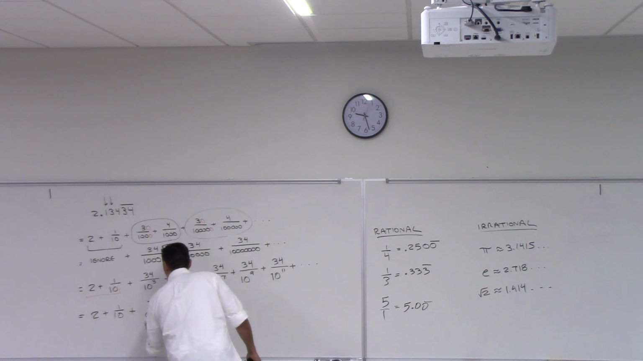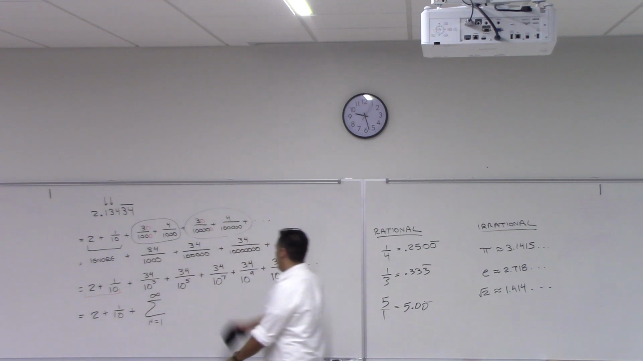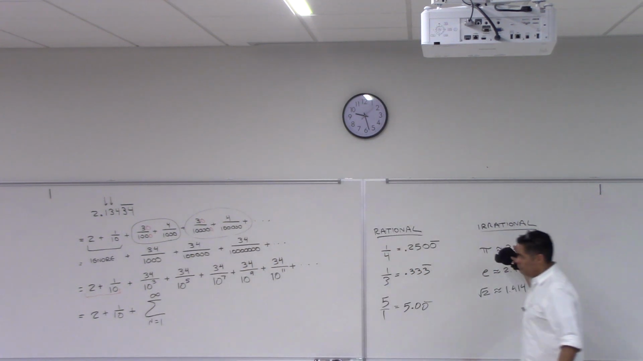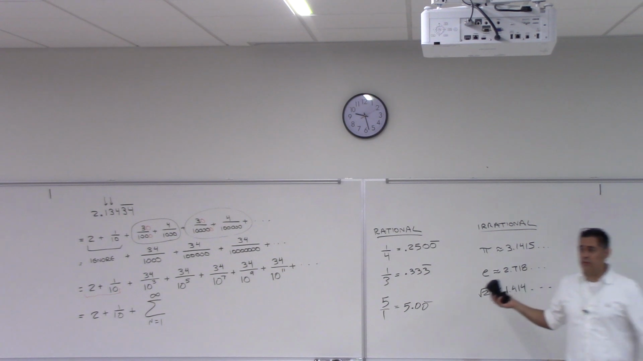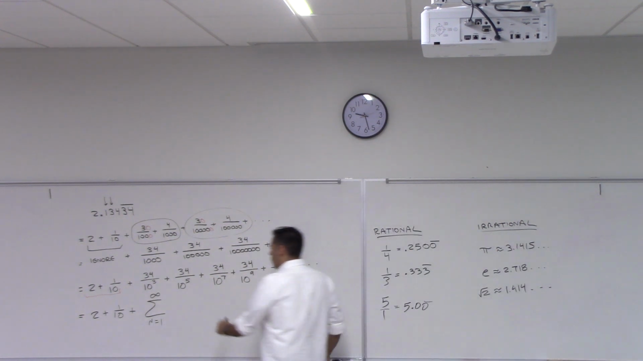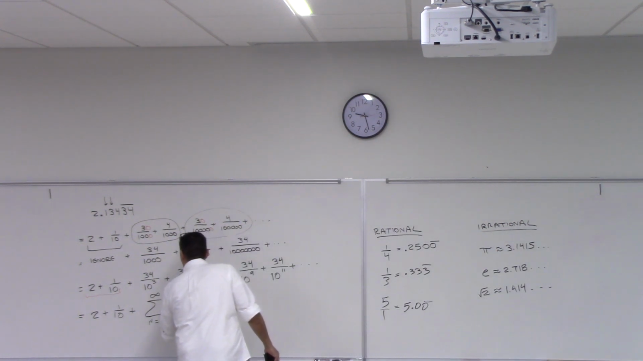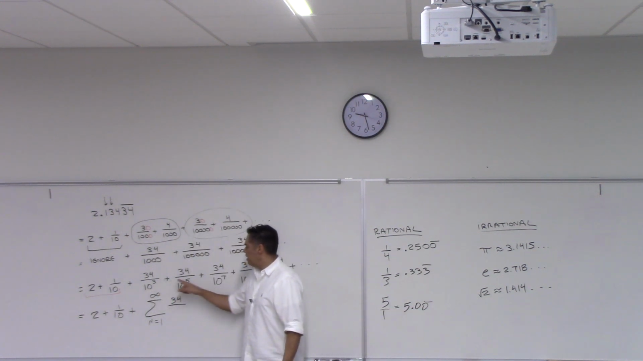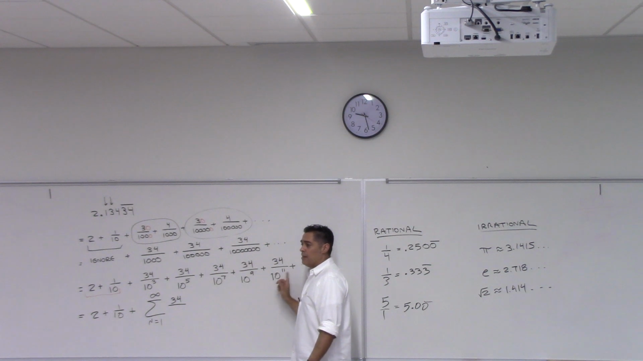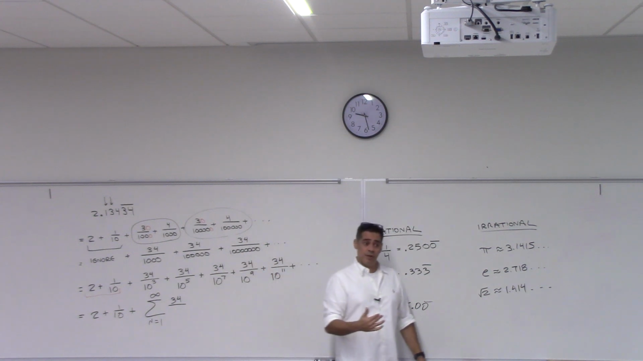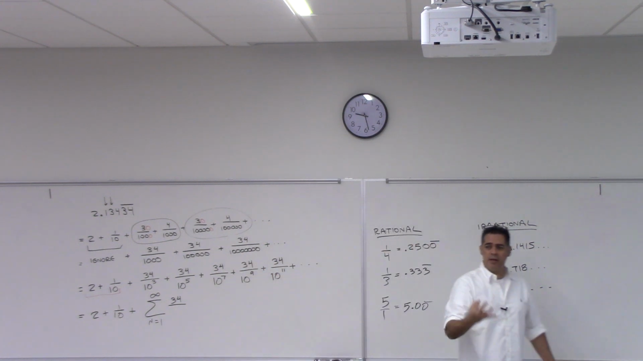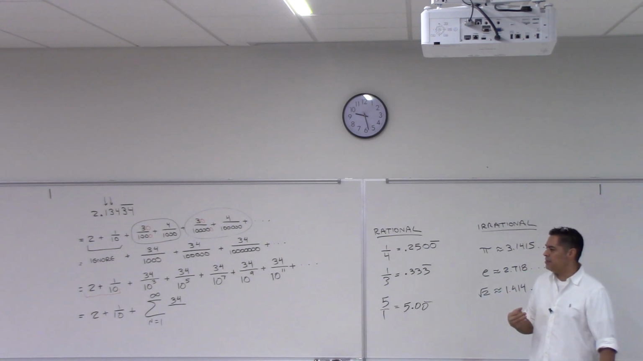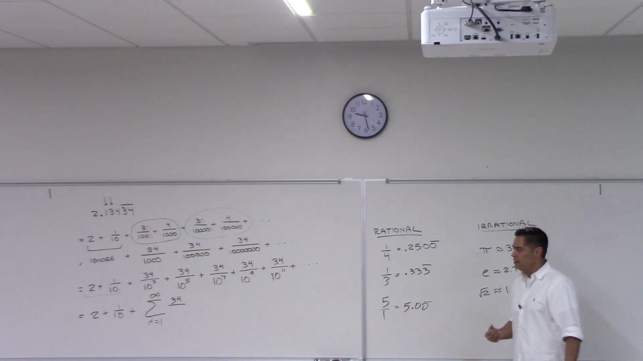Sum n equals 1 to infinity. Okay, what do they all have in common? 34, right? That doesn't change. From term to term to term, it's 34. But they're all over 10 to a power, right? 10 to the 3, 5, 7, 9, 11. Those are your odd numbers starting with 3. How do we create a sequence of odd numbers starting with 3?